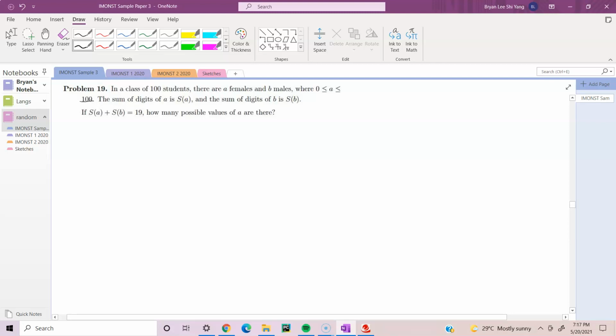Now, at first you might be wondering, let's try a few numbers and see. So maybe 73 and 27. Okay, the sum of digits for this one is 10. The sum of digits for this is 9. Then, oh, 19. Yeah, correct.